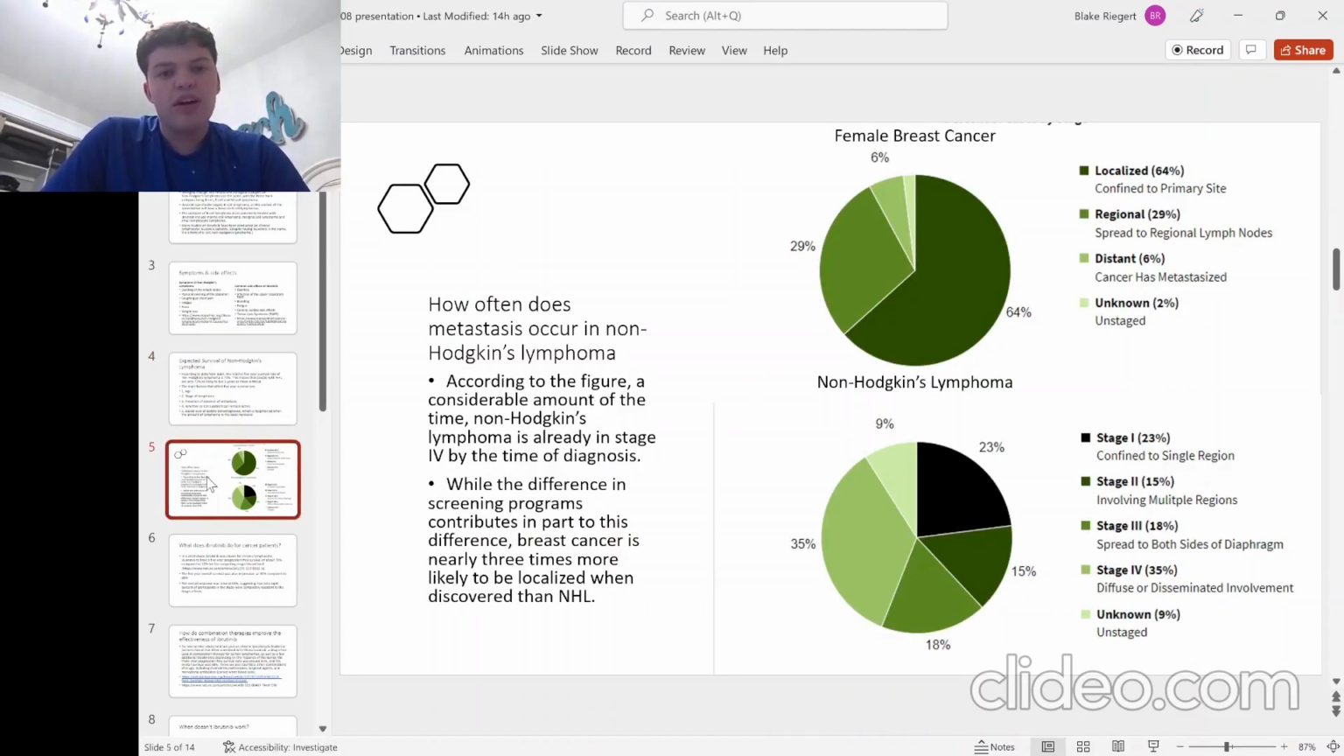A considerable amount of the time, non-Hodgkin's lymphoma is already in stage 4 by the time of diagnosis, and while the difference in screening programs contributes in part to this difference, breast cancer is nearly 3 times more likely to be localized when discovered than non-Hodgkin's lymphoma.